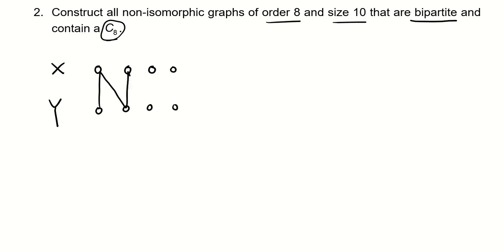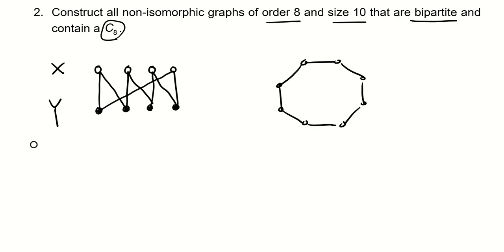So let me color Y as black. So from the partial result, we can redraw it as, then it's easier for our construction. So black, white, black, white, black, white. Now it's order 8 bipartite. Size 10 means that we need to put in another 2 edges.